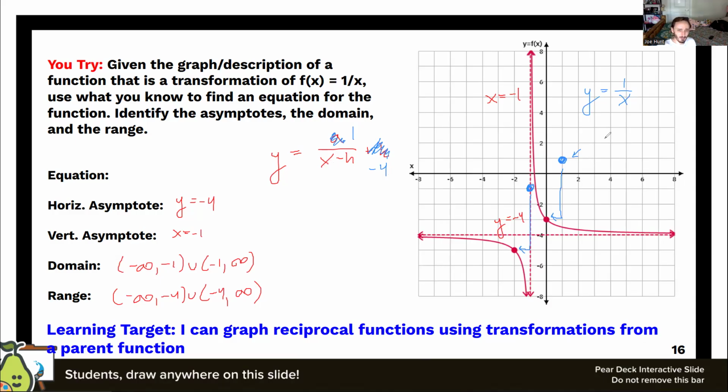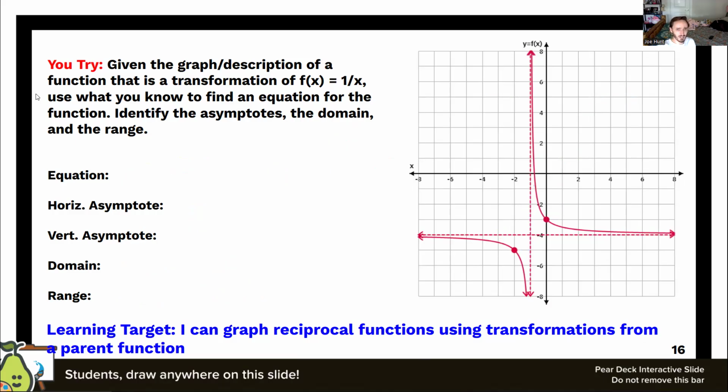If I want to go left 1 unit, here's where I have to be careful. I've got to write it inside my equation to look like the opposite is happening. So as I put all this together, I might write x plus 1 in that denominator and then a minus 4 on the outside, and that's going to be my equation.